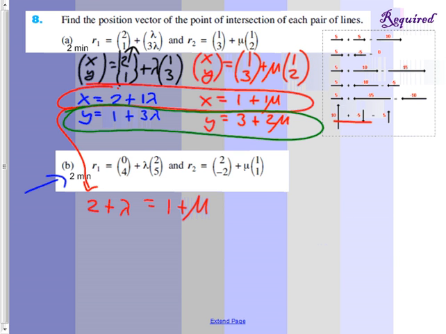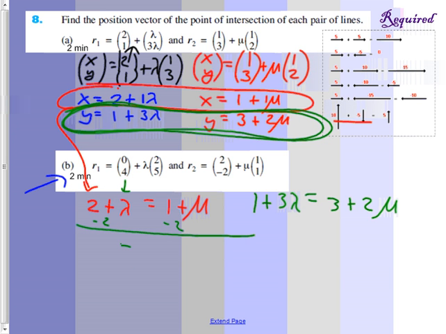All right. Now here's the other equation we have. The other equation is these guys. And so that equation is 1 plus 3 lambda is equal to 3 plus 2 mu. Now, we'll just do the same thing we were doing to get things into Cartesian yesterday, which is to solve for lambda in both of them. We could have solved for mu in both of them. We could solve for lambda in both of them. I'm choosing to solve for lambda in both of them. So I'm going to subtract 2 from both sides. And I have lambda equals 1 minus 2 is negative 1 plus mu.